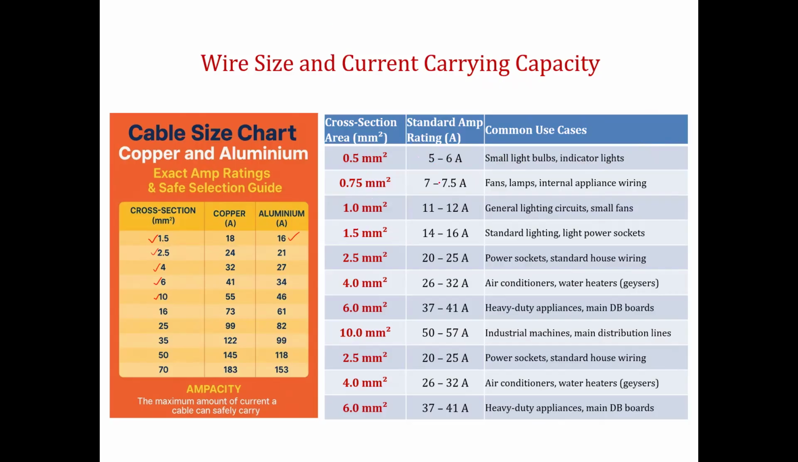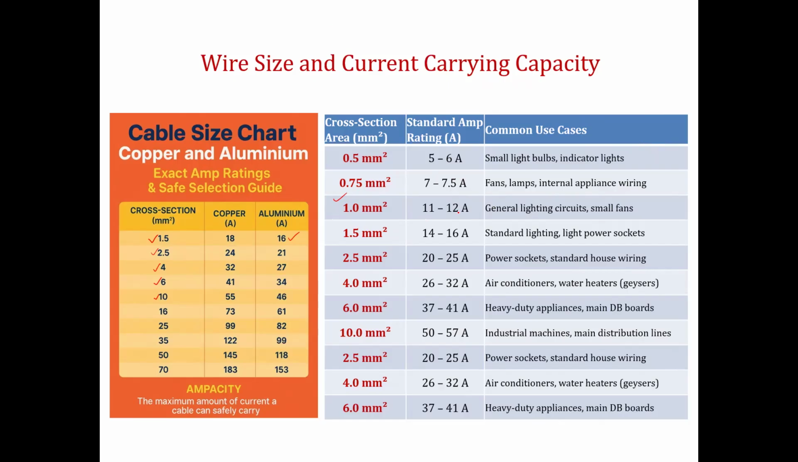Whereas 0.75 square mm, which carries current 7 to 7.5 amperes safely, can be used for the fan, light, internal appliances, and wirings. But when we are doing concealed wiring, it is better to use 1 square mm, because 0.75 is a very thin wire and it may break. So it is recommended to use 1 square mm wire in concealed fittings.